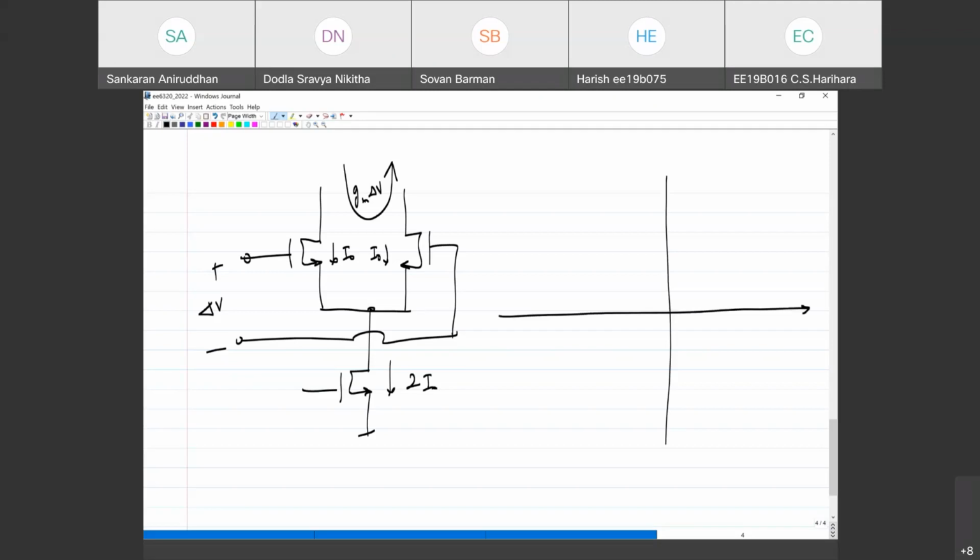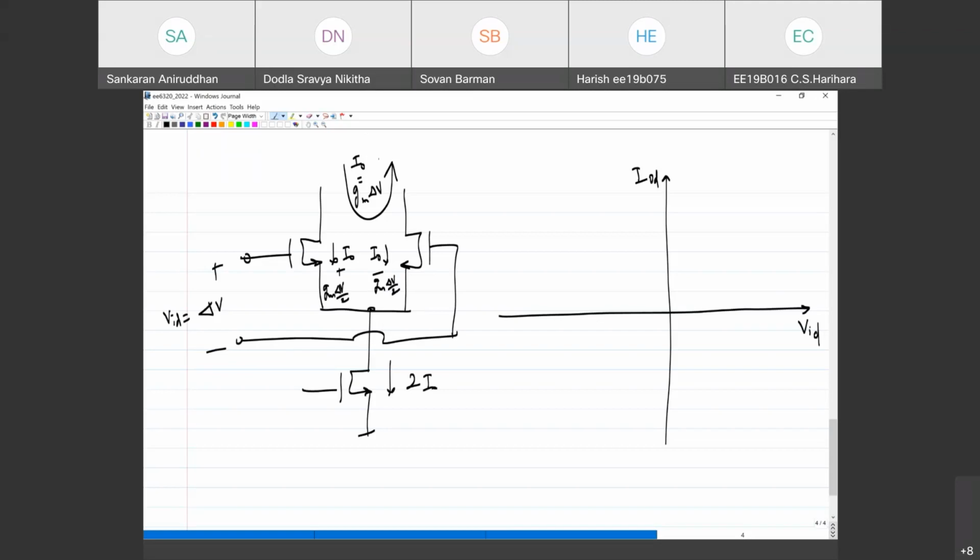I'm going to call the differential current... sorry, it will be I naught plus Gm delta V by 2. In the other one, it will be I naught minus Gm delta V by 2. The total differential current is Gm delta V. Right, this is what it is. This is the input differential voltage versus the output differential current.